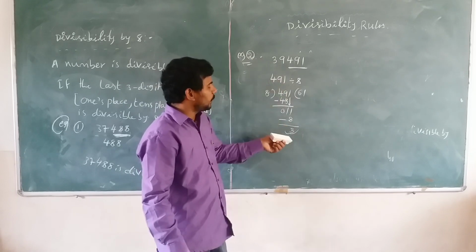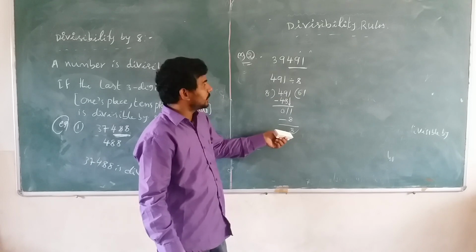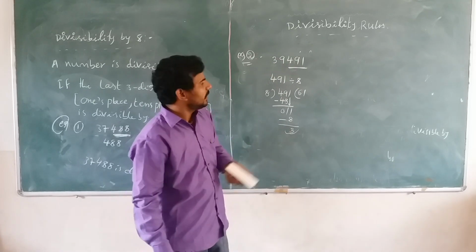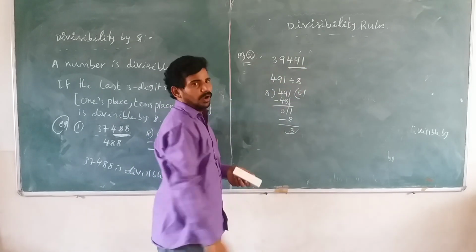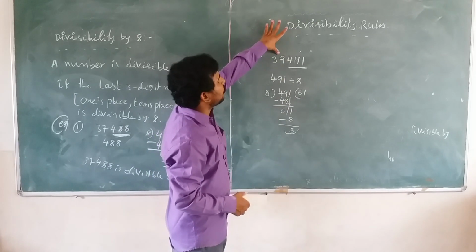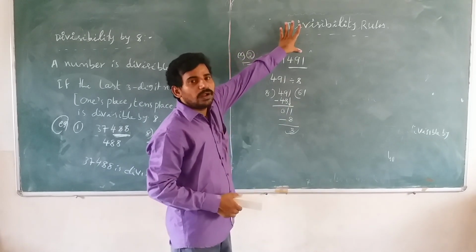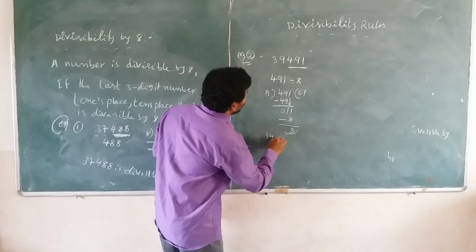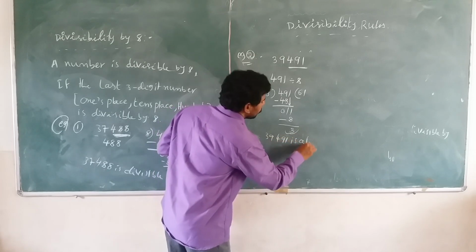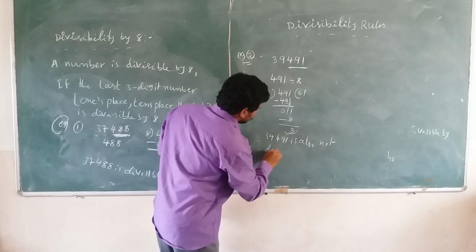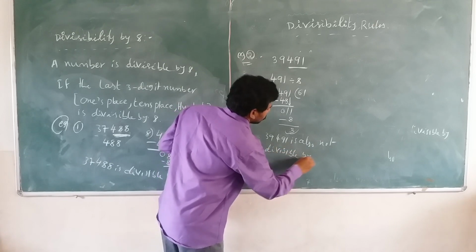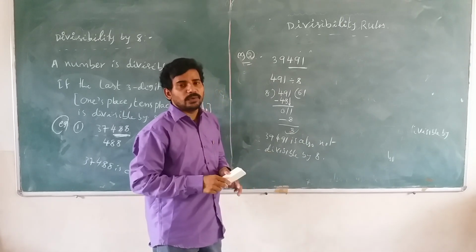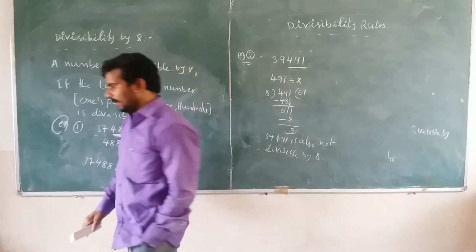Why is it not exactly divisible by 8? The remainder is 3. That's why 491, the last 3-digit number, is not exactly divisible by 8. That's why the given number, 39,491, is also not divisible by 8. Clear, children? So here write: 39,491 is also not divisible by 8. Next, now we are going to learn about divisibility by 9.